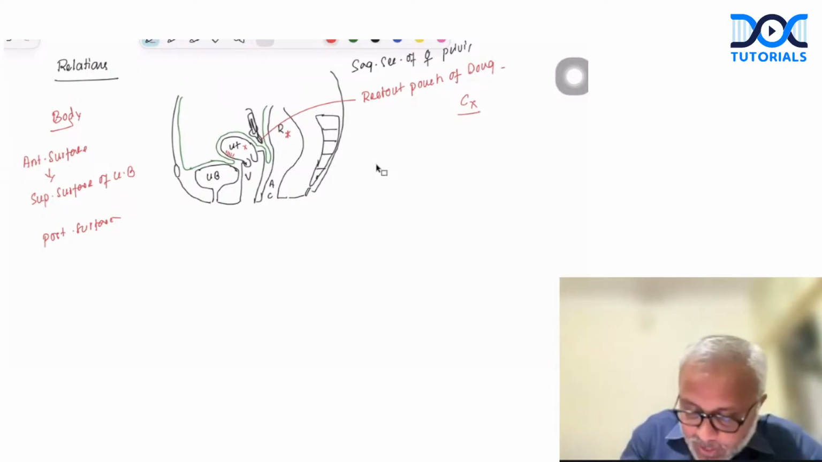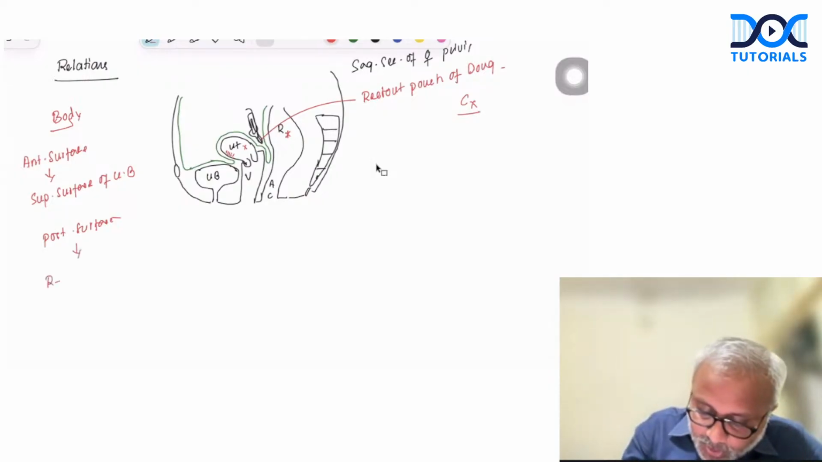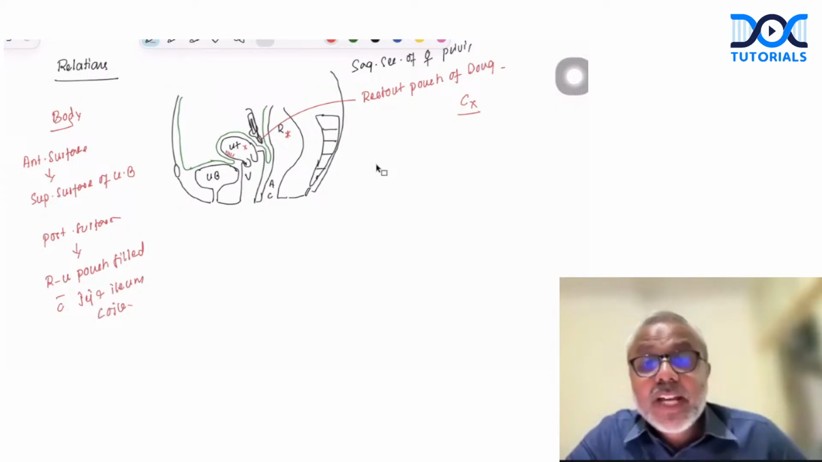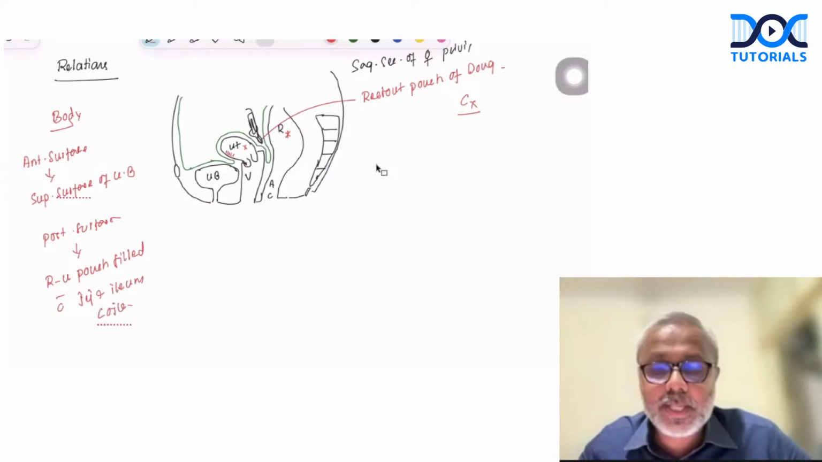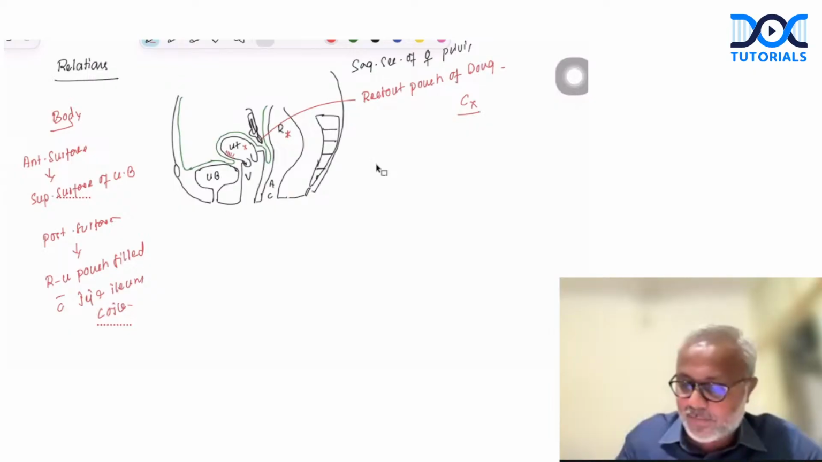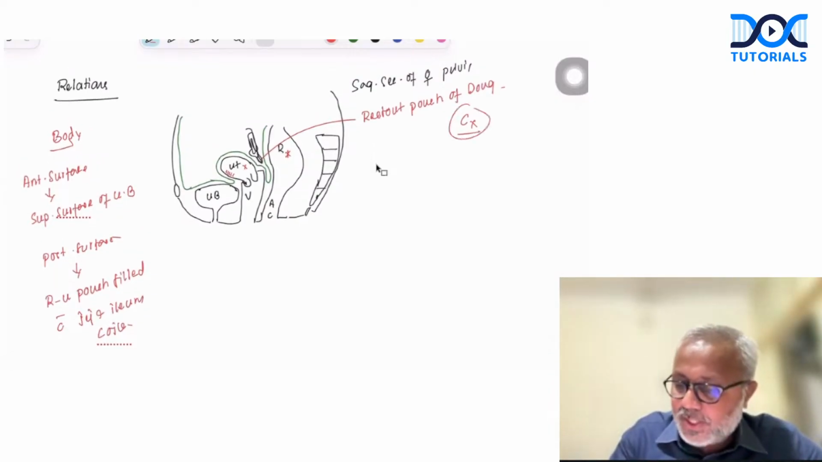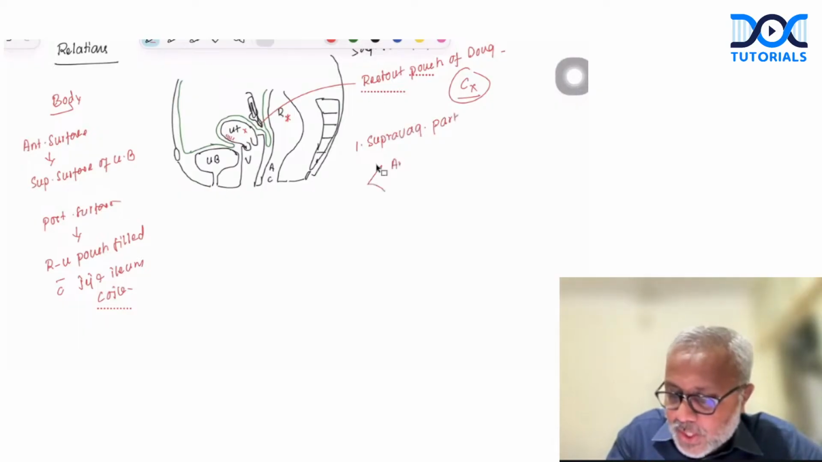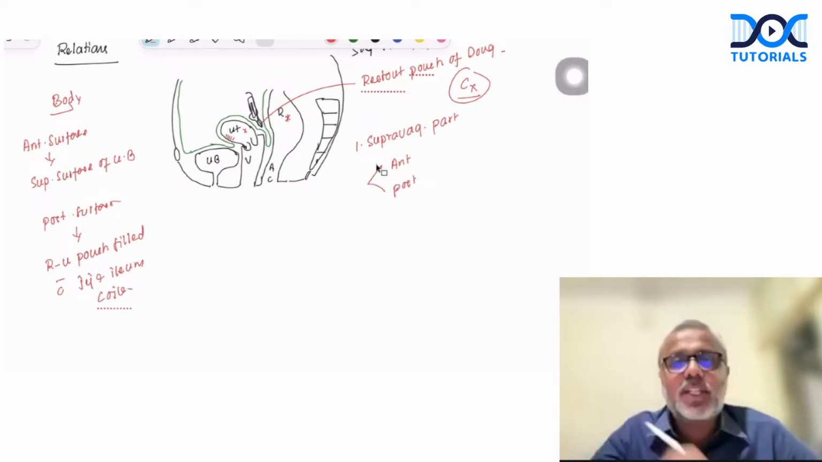So what is posterior surface related to? The recto-uterine pouch, which is filled with the jejunum and ileum coils. Did you get it? This is the relations of the body. Anterior surface, posterior surface. Now, what about the cervix? First, let's talk about the supravaginal part. Right? So, supravaginal part, again, what is related anteriorly and what is related posteriorly.